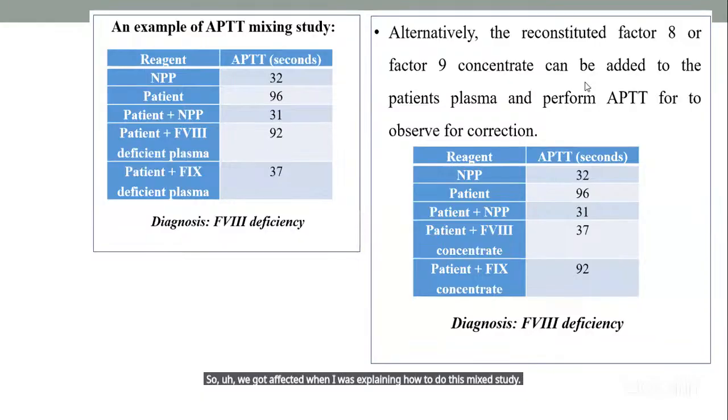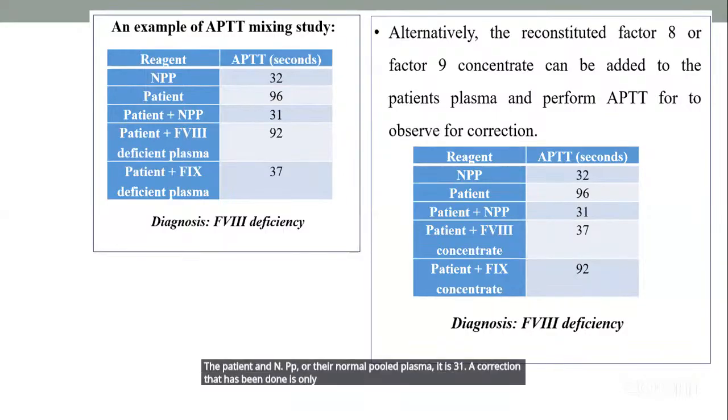So we got affected when I was explaining how to do this mixed study. And I was saying you are able to see here in the normal pooled plasma, that when we run APTT, the second is 32. When we check for the patient, it is 96. Now, when you add the patient and NPP, the normal pooled plasma, it is 31. A correction that has been done is only 1 second.